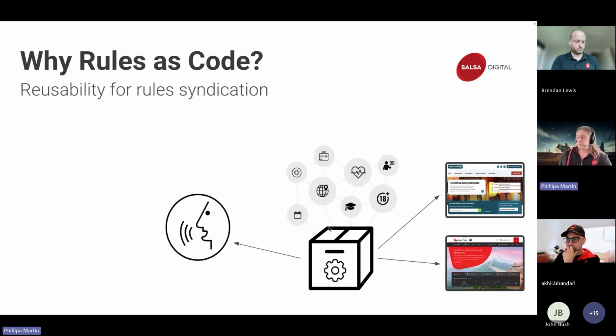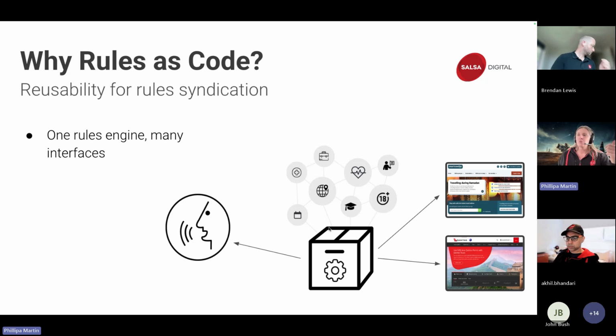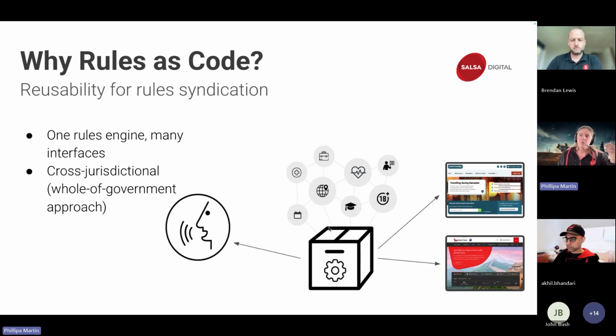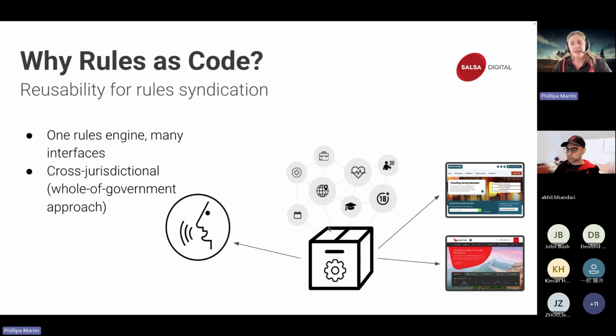Let's look at some of these in a bit more detail. So thinking about this idea of a reusable interface, you've got the one rules engine with the many interfaces, and that really helps with a whole of government approach and cross-jurisdictional as well. So you can have a rules engine that has federal laws and state laws, or state laws and local laws, etc. So that if you've got different jurisdictions which are using the same rules, or even rules that are combined together to form a complete rule set, you've got all of that available.